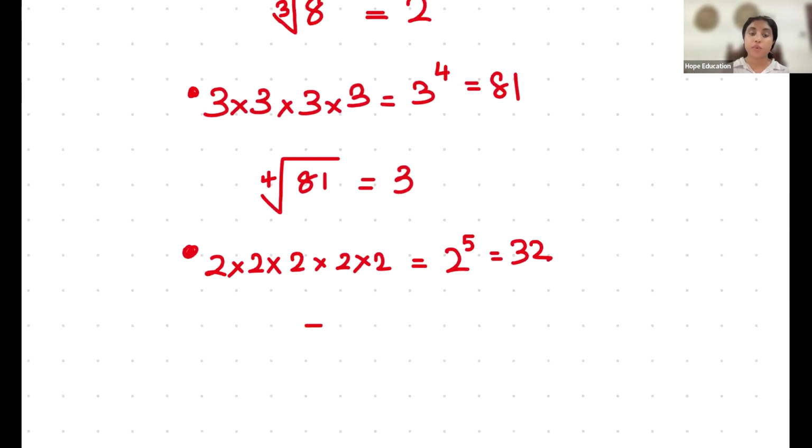What is the fifth root of 32? Now everybody can answer. 2. 2 to the power 5 is 32, which means the fifth root of 32 is 2.